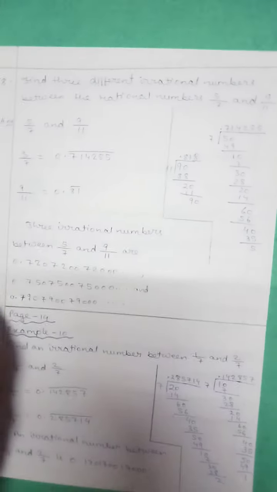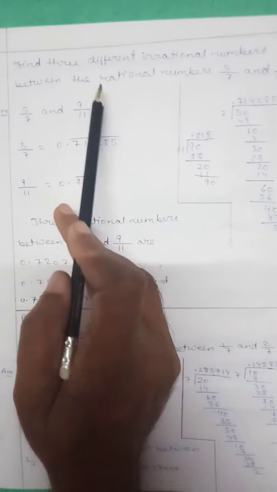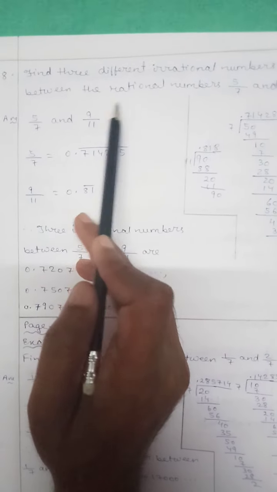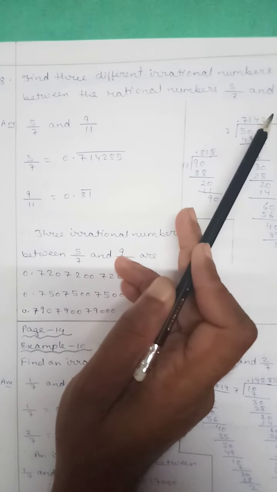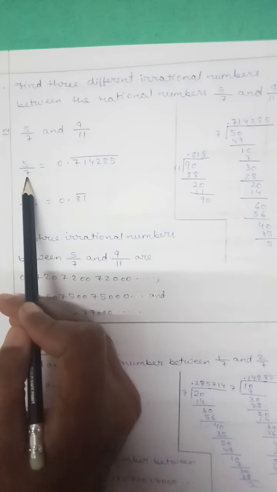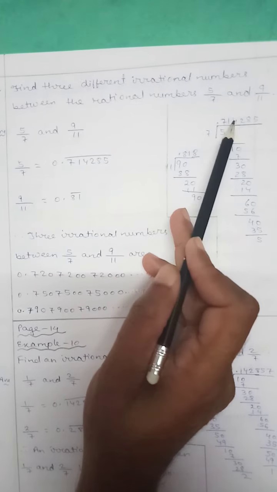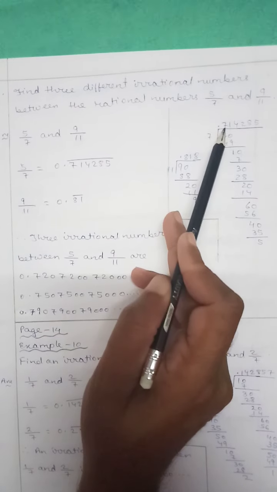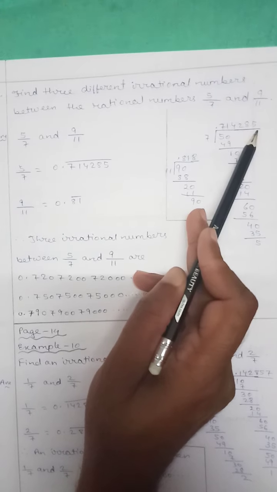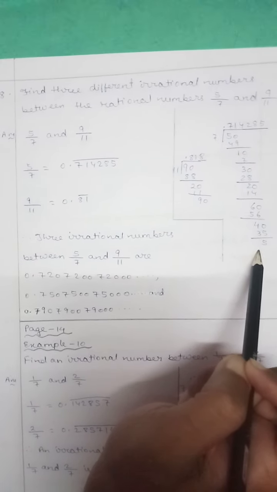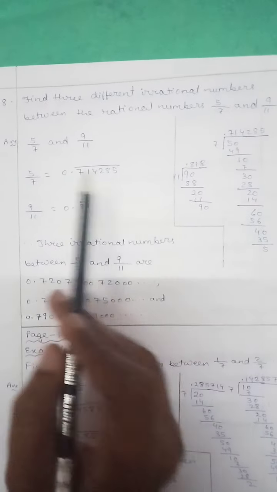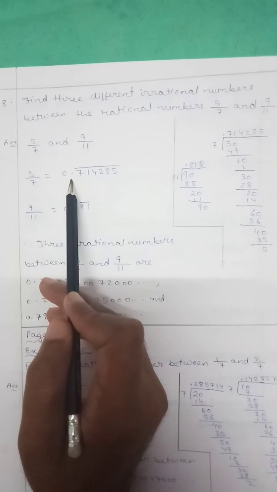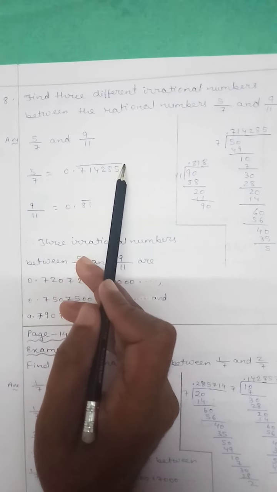Go to question number 8. Find 3 different irrational numbers between the rational numbers 5 by 7 and 9 by 11. So take 5 by 7 and 9 by 11. Divide 5 by 7. Continue the division till repetition comes. So we are getting 0.714285. After that, again repetition will come. That means this is the repeated block. So 5 by 7 equals 0.714285 bar.